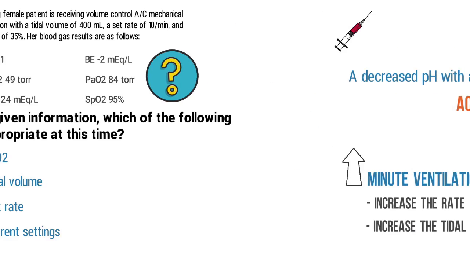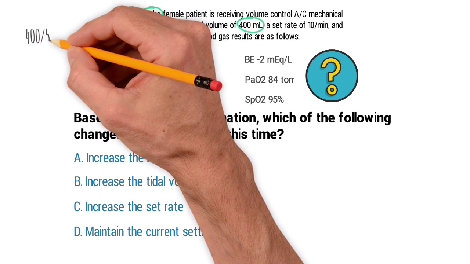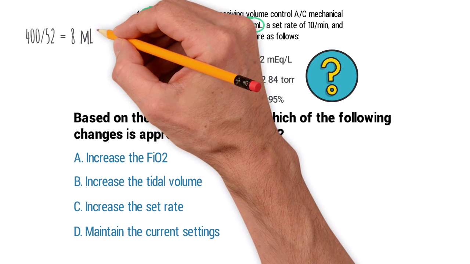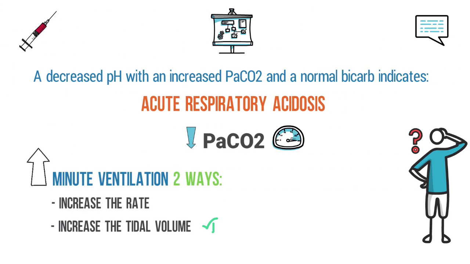Now, the question provides us with the patient's weight of 52 kilograms and the set tidal volume is 400 milliliters. We can use this data to calculate whether or not the tidal volume is set appropriately. All we have to do is say 400 milliliters divided by 52 kilograms, and that equals 8 milliliters per kilogram. And this falls perfectly within the appropriate tidal volume range of 5 to 10 milliliters per kilogram, which tells us that the tidal volume is set correctly.